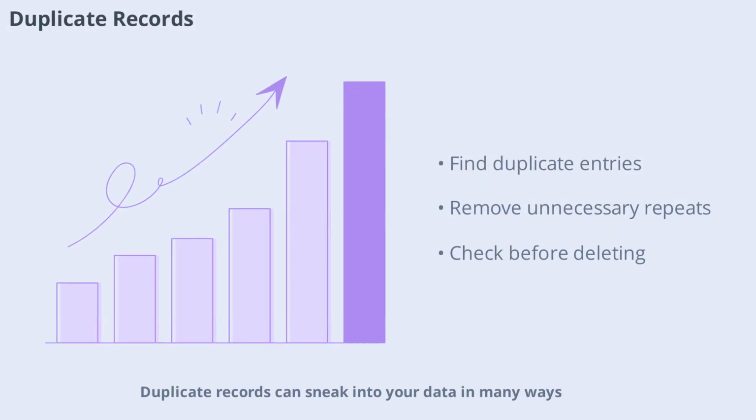Duplicate records can sneak into your data in many ways, like repeated entries or system errors. These duplicates can distort your analysis, making it seem like there's more data than there actually is. Removing duplicates is a crucial step in data cleaning. Most tools like Excel or database software offer simple ways to find and delete duplicate rows. Always double-check before removing data to avoid losing important information.